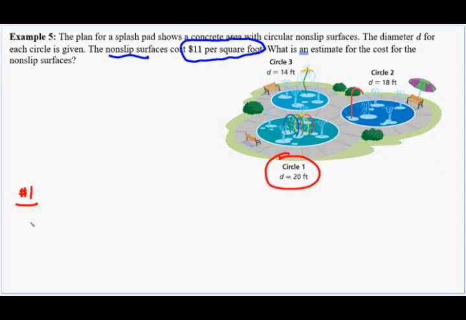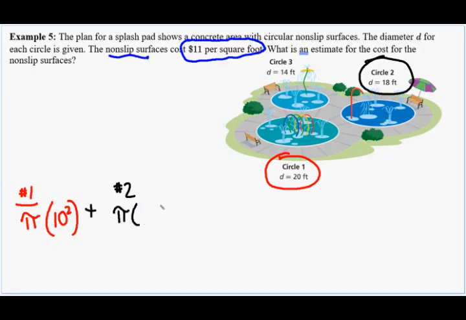Diameter is 20 feet. So its area is going to be pi times 10 squared. 10 is half our diameter. And then we're going to do plus circle number 2, I'll do in black ink right here. That is also going to be pi times the radius squared. And here the radius would be half of 18, or 9. And then plus, we've got our third circle. I'll use blue ink. Circle number 3 is going to be pi times half of 14 is 7. 7 squared.